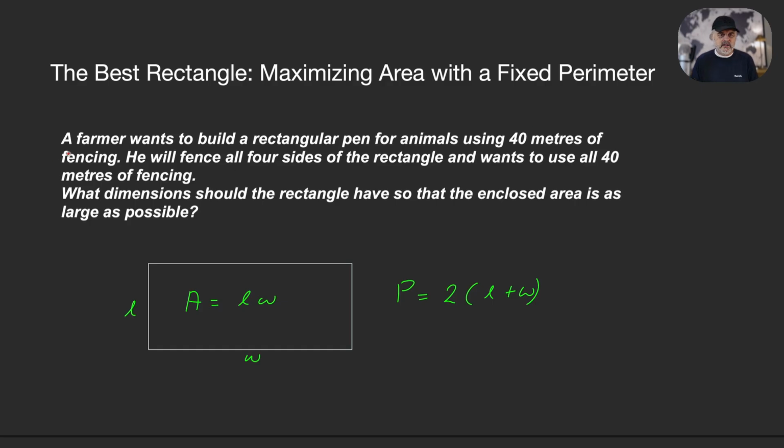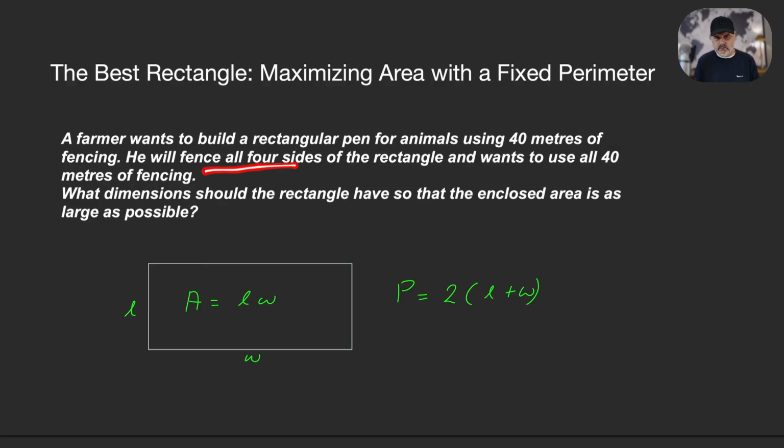So the question itself is put in the context of building something in that rectangular shape. A farmer wants to build a rectangular pen for animals, using 40 meters of fencing. So that is giving you the information. The area is of that rectangular shape and the fencing around would be connected to the perimeter. This is how you observe patterns in mathematics.